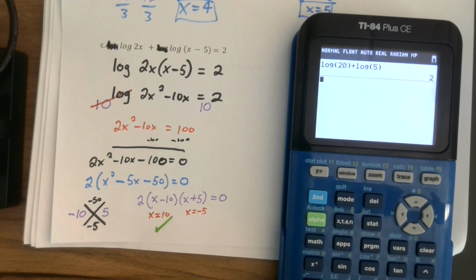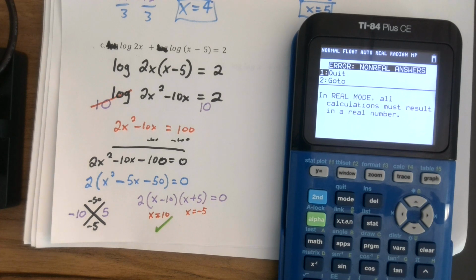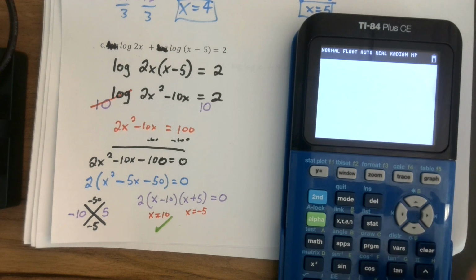Let's do the same thing with negative 5. So we type in log of 2 times negative 5 is negative 10, plus the logarithm of negative 5 minus 5 is also negative 10. So it's like the logarithm of negative 10 twice. What's the problem? Oh, that's the problem. We get an error that pops up. Why do we get an error? Why is it not possible to calculate out log of negative 10?